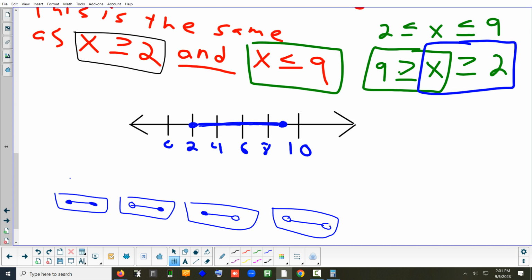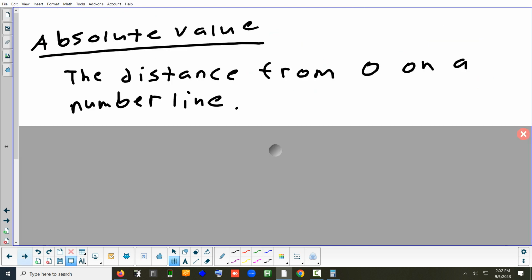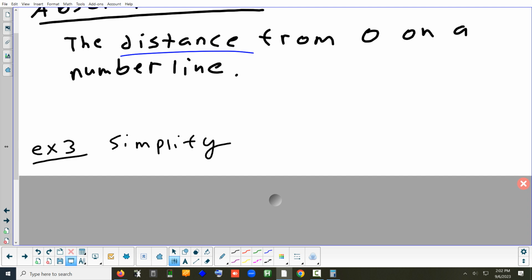Okay, another thing that we do look at is how far away a number is from 0. Does anybody remember what that's called? Absolute value, yep. So the absolute value is how far away something is from 0. And it's a distance. Anytime you measure distance, well, let me ask it this way. What kind of number would you never get when you measure a distance? You never get a negative. Okay, so we're always looking for a positive answer.